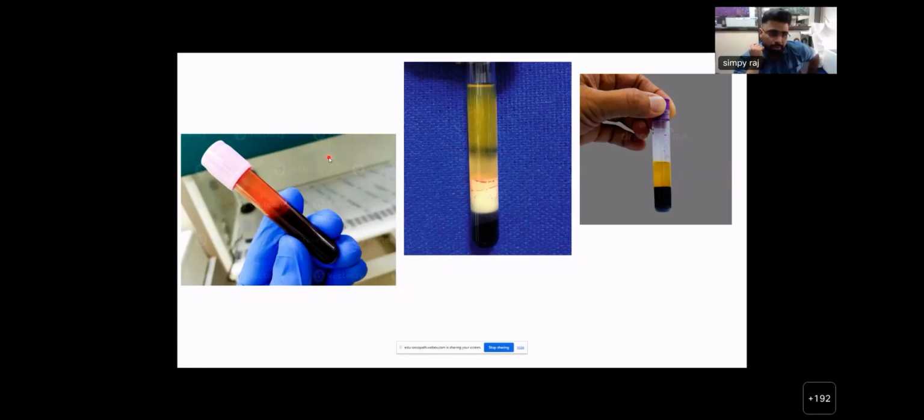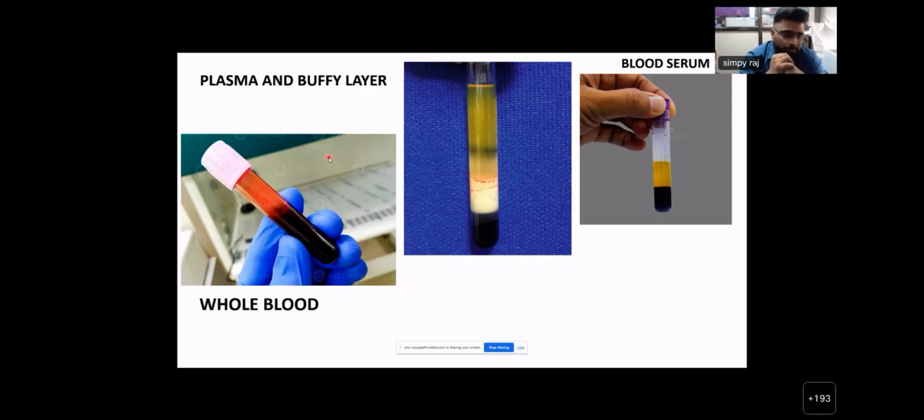The first one is EDTA blood. Yes, whole blood in EDTA. The second one is buffy coat. And the third one is serum, the clotted one. As you told, the first one is whole blood. The next one is where the plasma and the buffy layer have been separated, and the third one is blood serum. Okay, now I'd like to ask you, we are working for DNA and RNA.